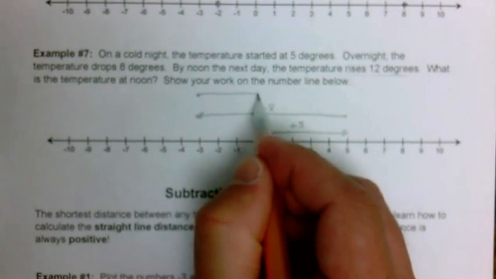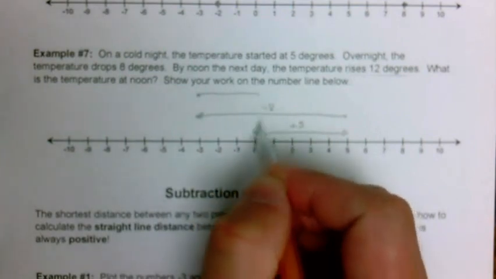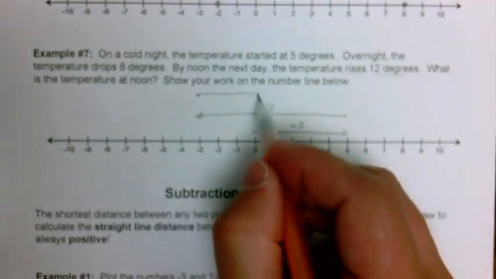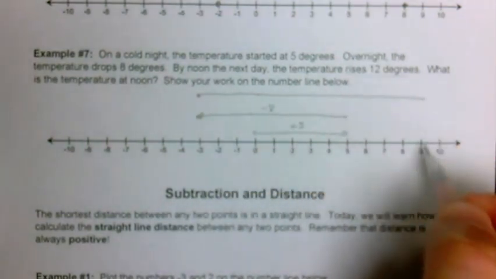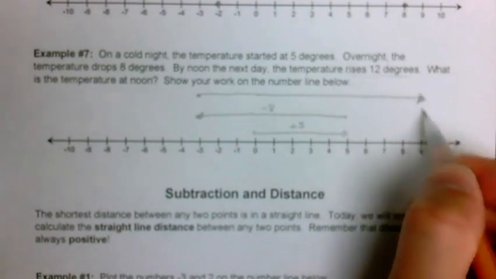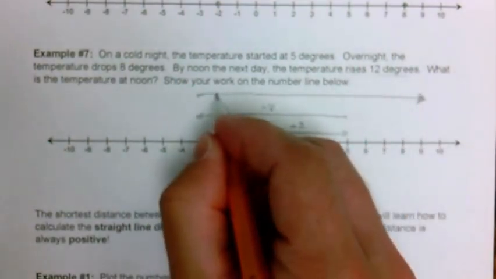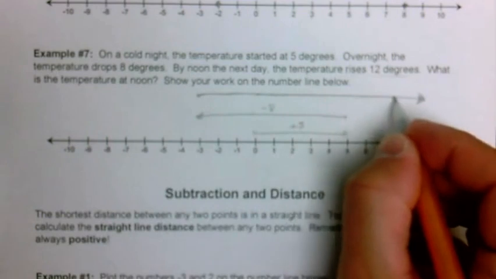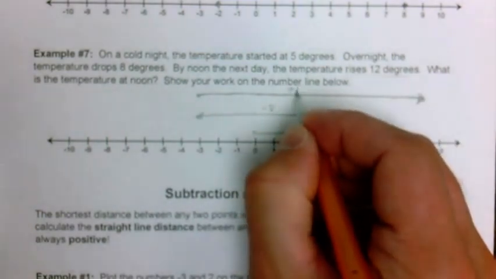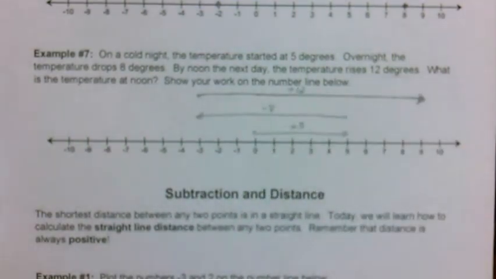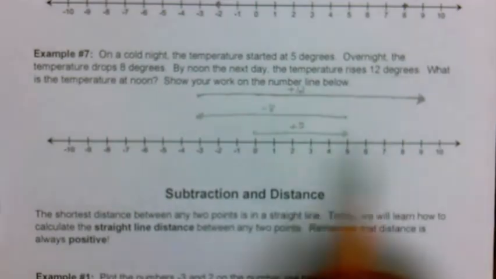And if I move 3 units to the right, I'm back at 0. So I need to move 9 more to the right, which means this vector right here is going to end at 9. This vector is 12 units long moving to the right, so I'm going to label that as a +12. Okay, so here is our number line that allows us to figure out the temperature.